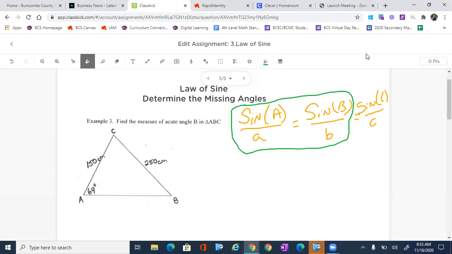When we find an angle that we're looking for, so for example, angle B, all I want to do is make sure that it has a corresponding side to it. And you'll notice it does. It's got 150. Okay. Once I have that, I can say, I'm looking for the sine of B over 150. Now I know that we're using the law of sine if I can have a completed ratio.